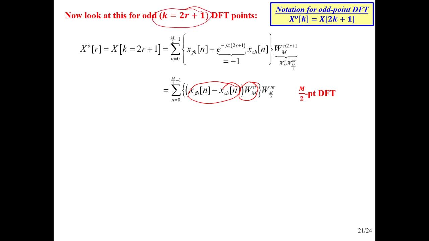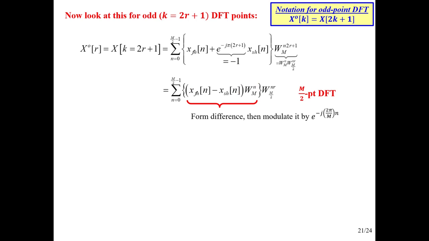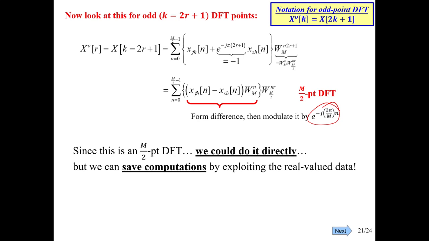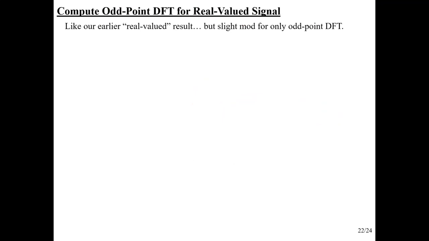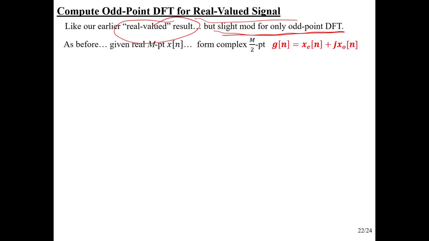We need to fill in some holes that we're missing, right? We have the even indexed ones. We need some, and we're kind of shifting things over into that position. So that's kind of how I like to think about this. So we form a difference, modulate it off the grid, and that's what we would get. But we can save further computations because these things are real valued. And again, this is where I'm skipping a few steps, but the idea is that we can compute the odd point DFT for real valued signals with a slight mod to our previous real valued result.